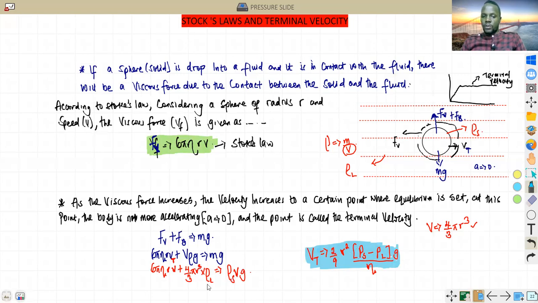Then we have rho of solid. This one will move from the LHS to the RHS, minus rho of liquid divided by, where is eta? You can see eta here. Then pi will also get cancelled out. When you cancel, then you have multiplied by g. So this is the formula we apply directly to solve questions on terminal velocity, which you also need to keep in mind for this your exam, A-level physics. So next one, we move to the next slide.